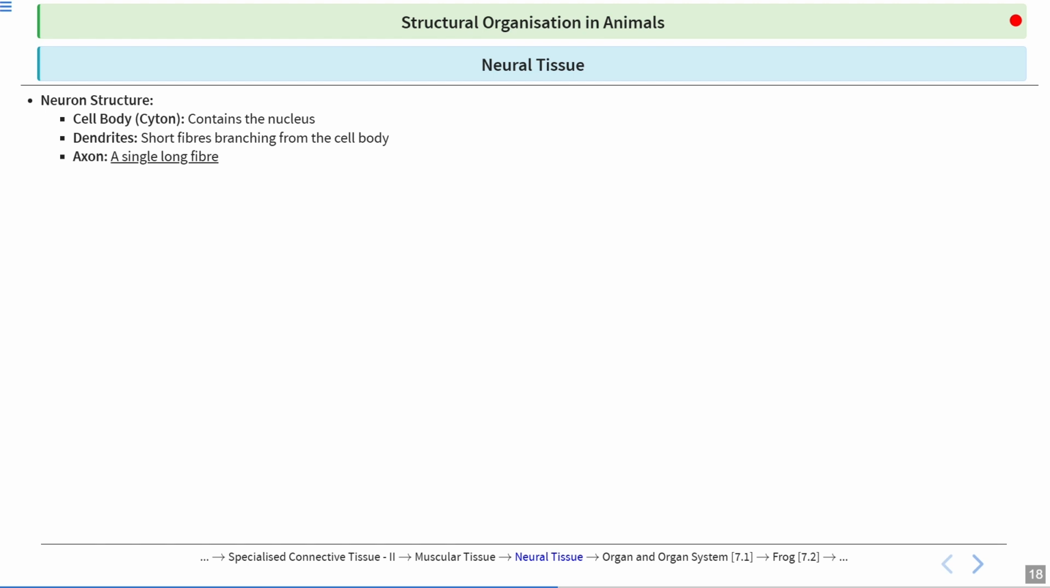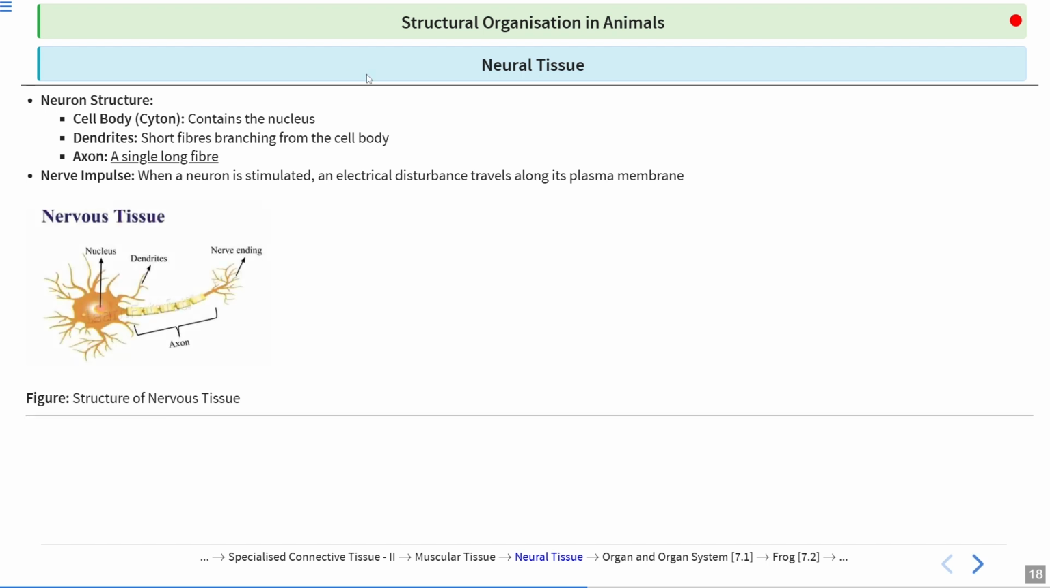So neuron structure: the cell body, the cyton, contains the nucleus. Okay, the cell body is also called the cyton, and it has a nucleus there. You can see the different dendrites, short fibers branching from the cell body. The axon is a single long fiber. Nerve impulse: when a neuron is stimulated, an electrical disturbance travels along the plasma membrane. So whenever there is a signal, that signal is transported from one neuron cell to another through this conduction of the electric impulse, right?